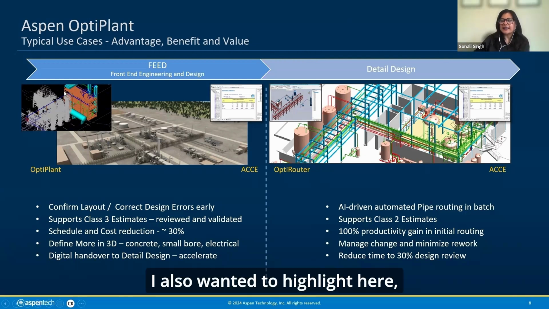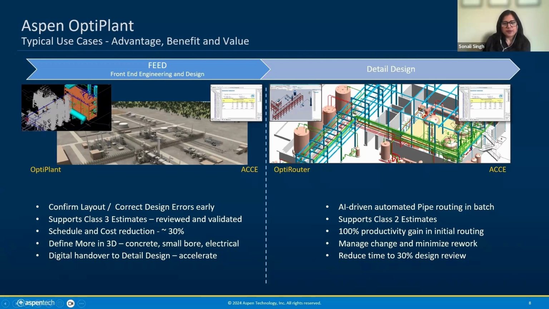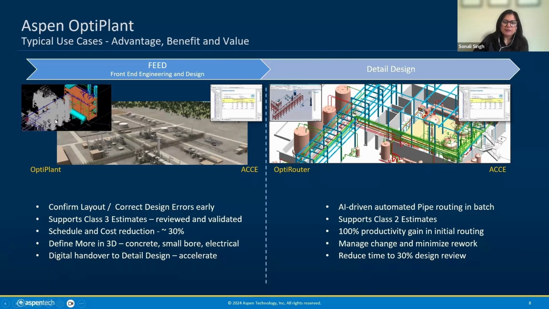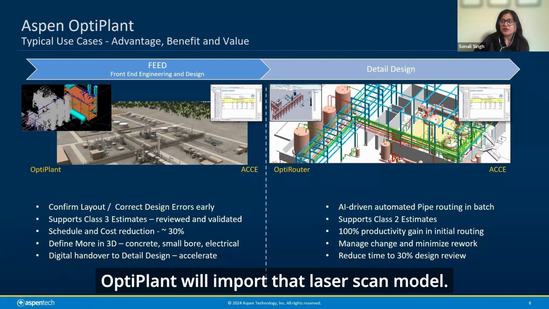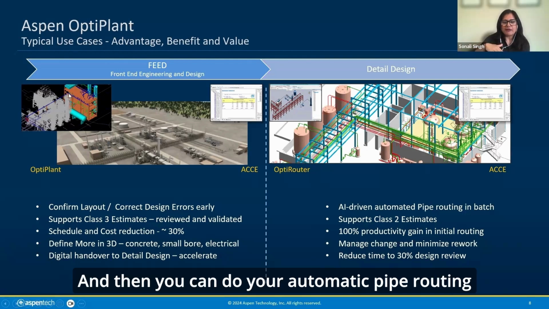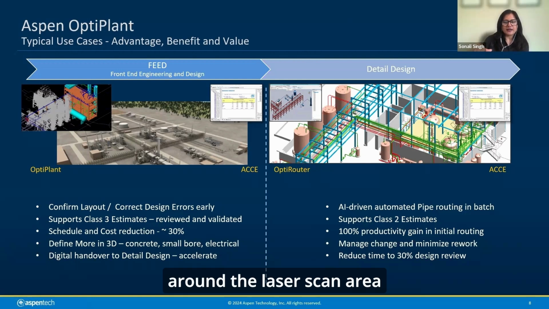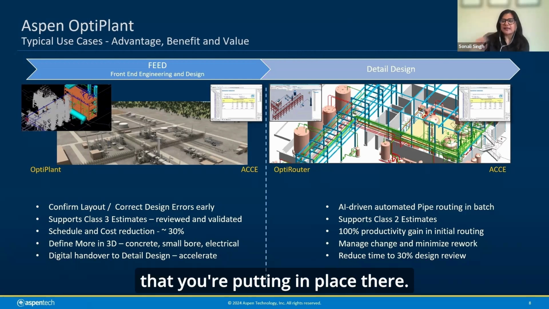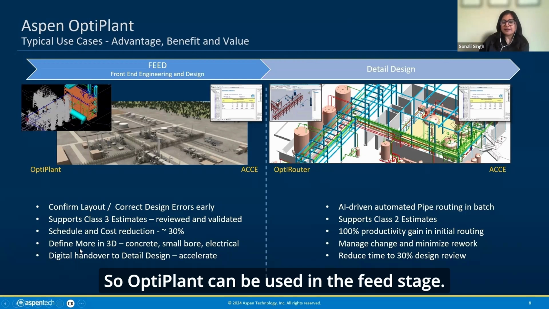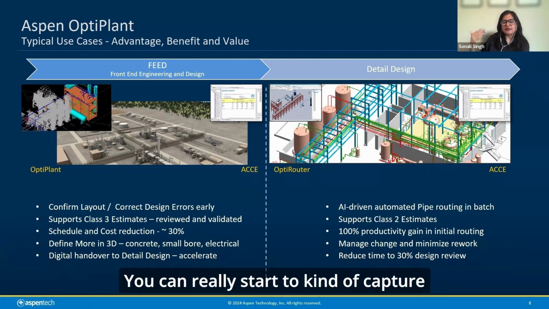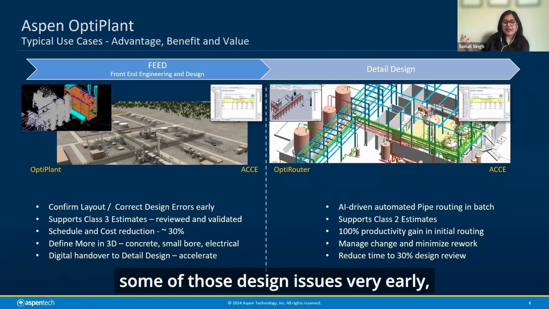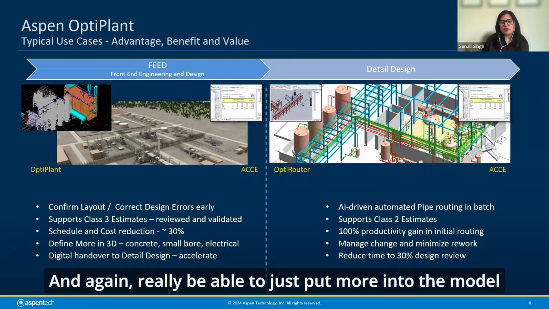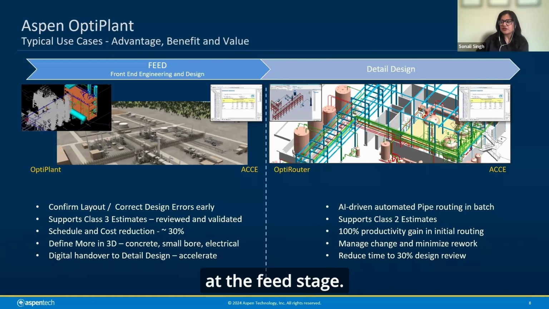I also wanted to highlight here, brownfield, right? FEED stage projects where you may have a laser scan model. OptiPlant will import that laser scan model, and then you can do your automatic pipe routing around the laser scan area and look at new equipment or a new module maybe that you're putting in place there. So OptiPlant can be used in the FEED stage. You can really start to capture some of those design issues very early, support a class 3 estimate, and again, really be able to just put more into the model at the FEED stage.